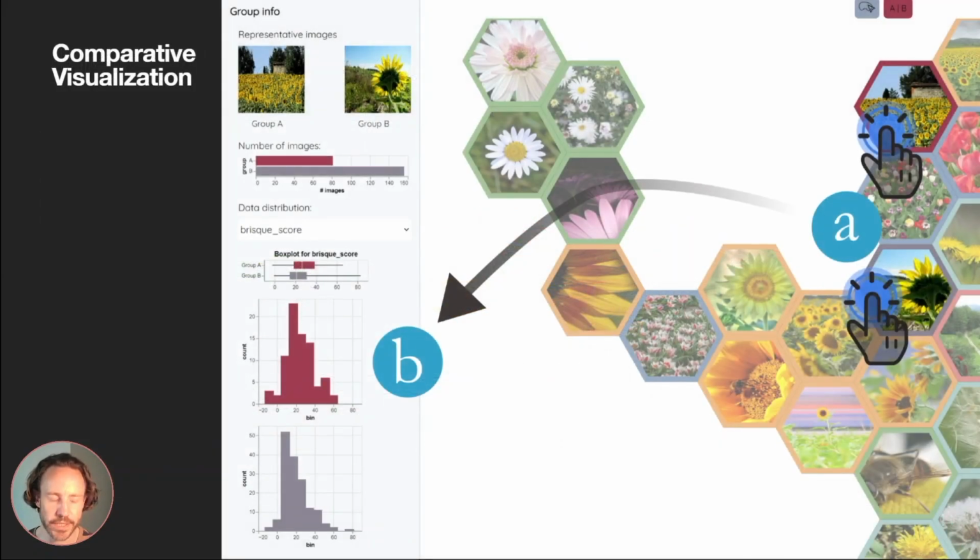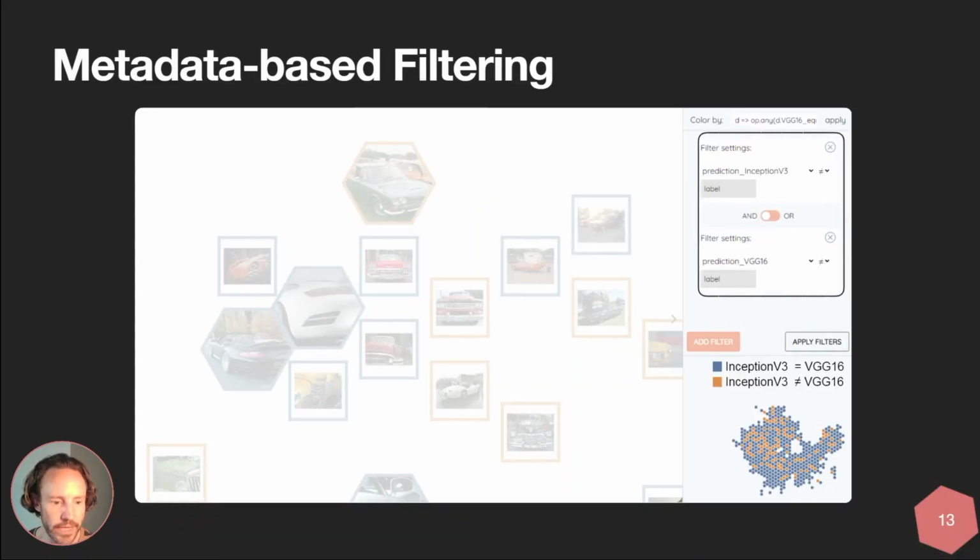Groups of images, in other words a grid cell, can be compared by selecting one or more items. Their corresponding metadata are automatically aggregated and their distributions visualized. Advanced filter expressions can be formulated to allow exploration of particular aspects of the data.